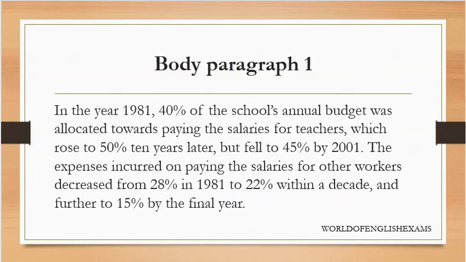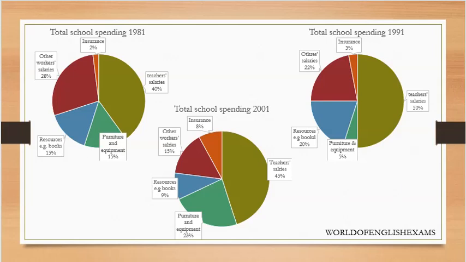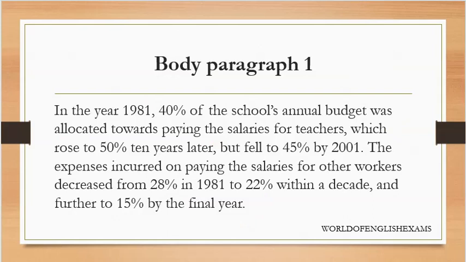In the year 1981, 40% of the school's annual budget was allocated towards paying the salaries for teachers. So in the year 1981, what happened? 40% of the school's expenditure was on teacher salaries. Then what happened to this 10 years later? It has increased to 50% and then to 45%. That's what I am representing. So 40% of the school's annual budget was allocated towards paying the salaries for teachers, which rose to 50% 10 years later, but fell to 45% by 2001. That is it, only one sentence.